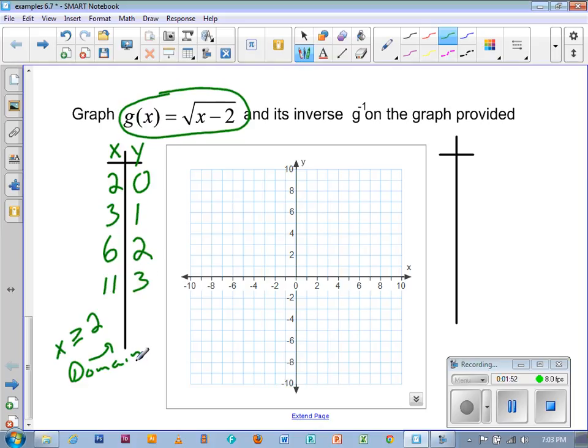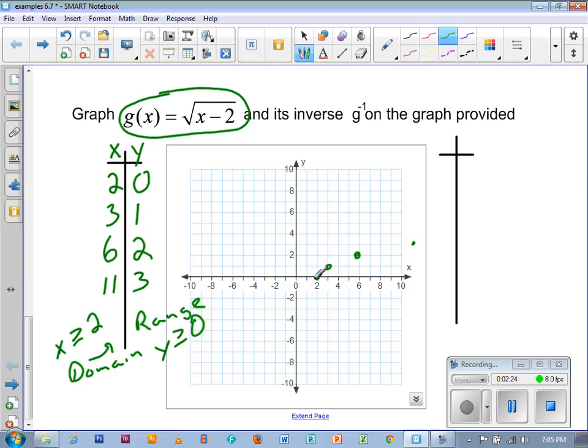So now, as you can see, our domain is limited to all values greater than or equal to 2. Now you can kind of see how our range is limited. Our range has to start at 0, so y has to be greater than or equal to 0. What we're going to do now that we have a few points is plot them. We start at (2, 0), (3, 1), (6, 2), and (11, 3).